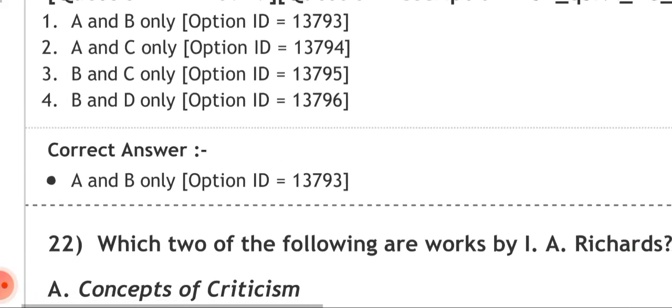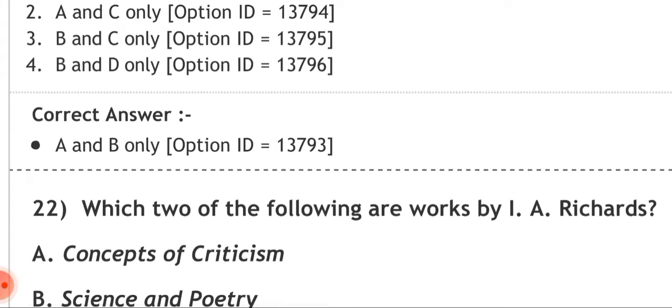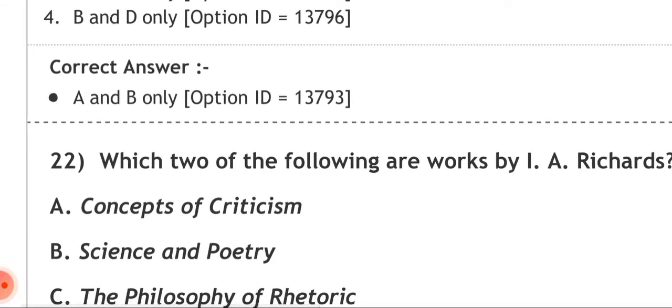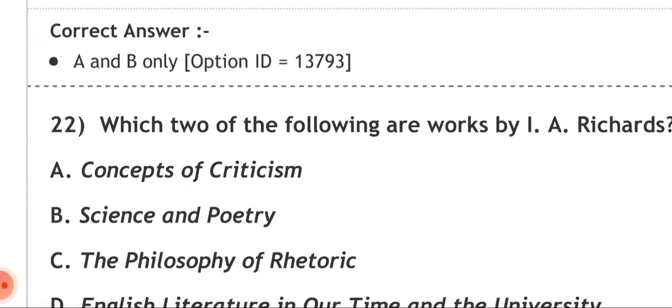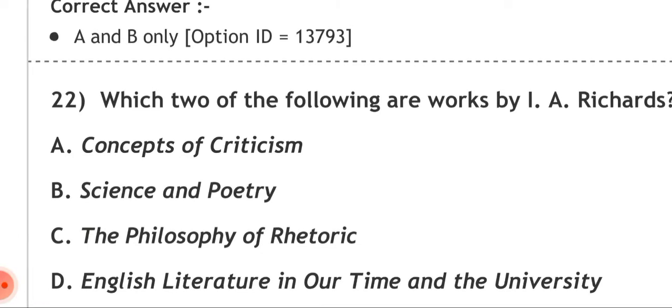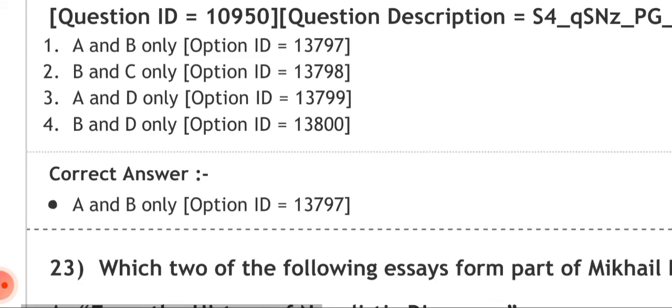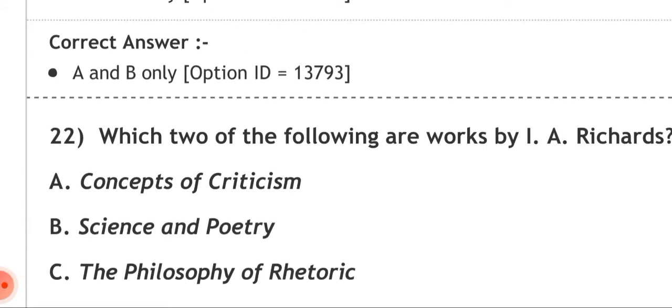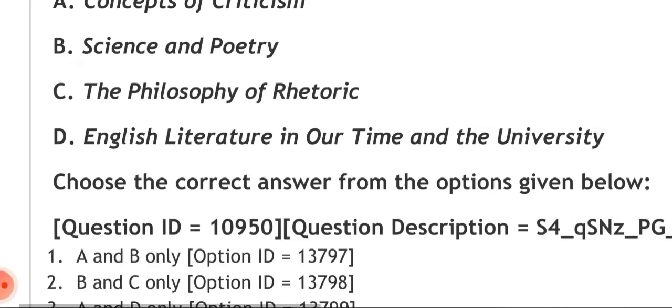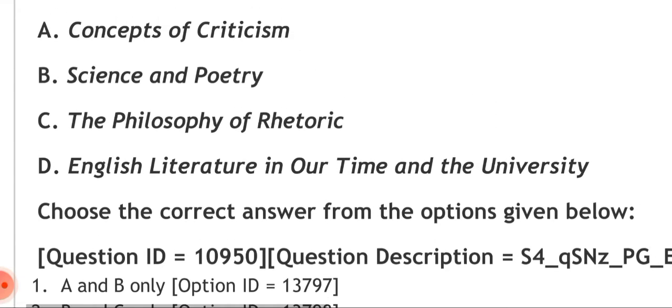Next question. Which two of the following are works by I.A. Richards? Ivor Armstrong Richards, if I'm not wrong. So the options are, number A is saying Concepts of Criticism, number B is saying Science and Poetry, number C is saying The Philosophy of Rhetoric, number D is saying English Literature in Our Time and the University. The options are A and B only, B and C only, A and D only, B and D only. So the correct answer will be A and B only. That means Concepts of Criticism and Science and Poetry, these are the two works written by I.A. Richards.